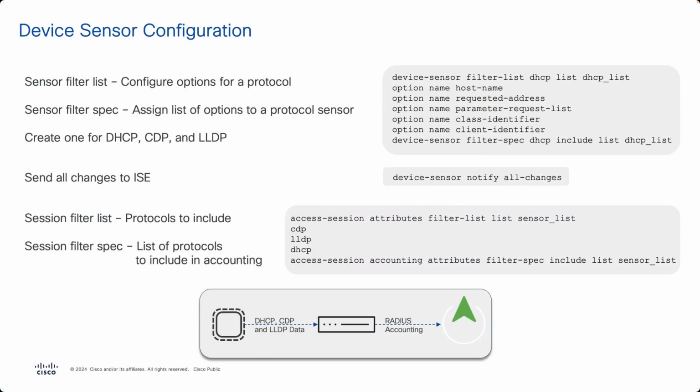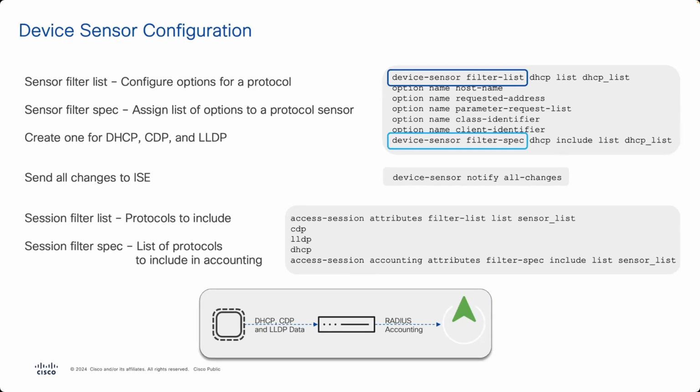So in my example for DHCP, I'm sending a host name, requested address, class identifier, and client identifier in my filter list. And it's assigned to DHCP with the list name of DHCP_list. Very straightforward. Once you create the filter list, you actually need to assign it. That's what the filter spec is for. You assign the list to a protocol sensor so that it knows, hey, I only want this information.